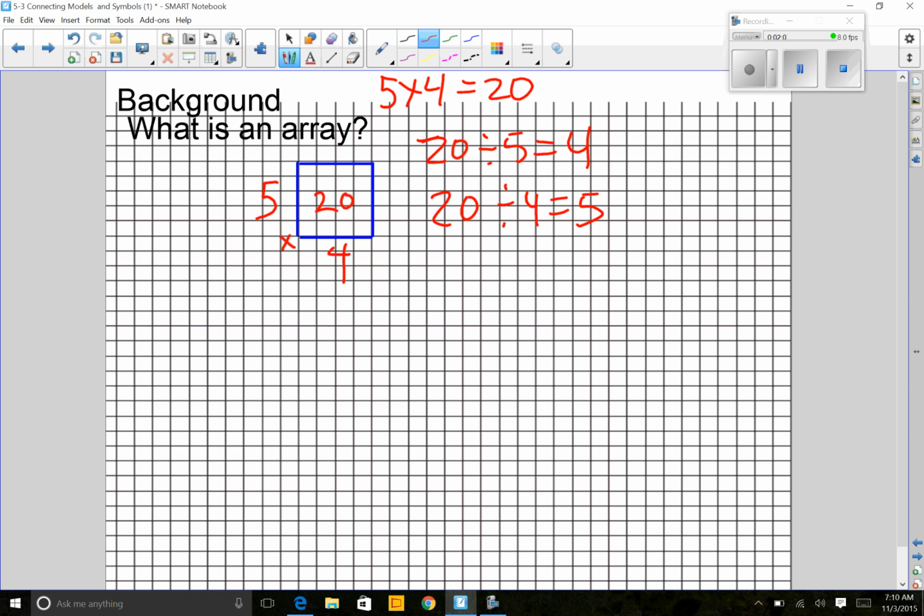So that's what we're going to do. We're going to use this format of an array. Instead of thinking of it as we traditionally have as a multiplication, we're going to think of it now as a division. And we're going to use it to solve a division problem. And I'll show you how that works in a second here.